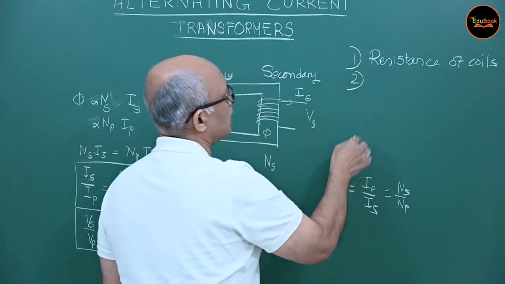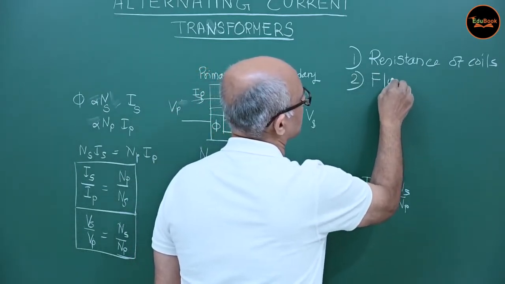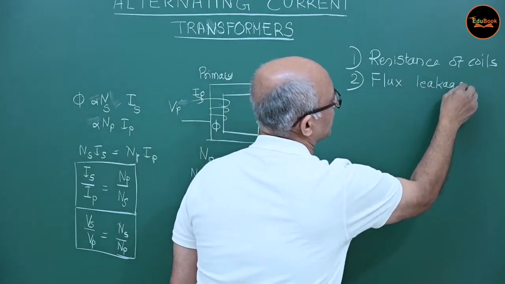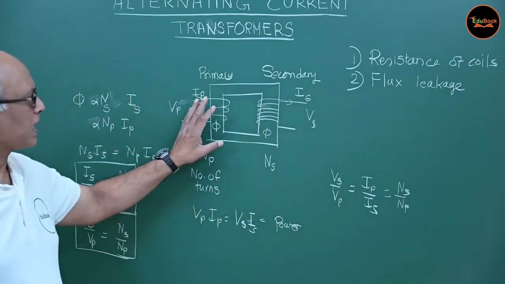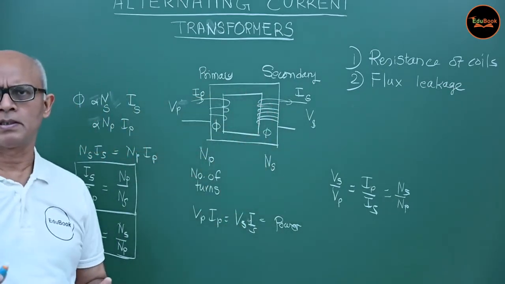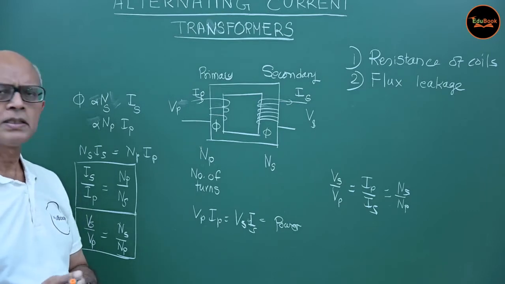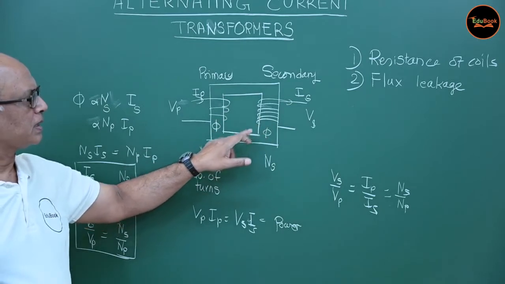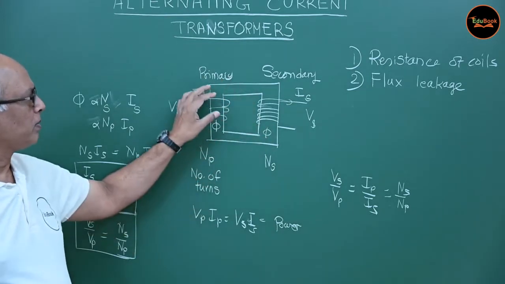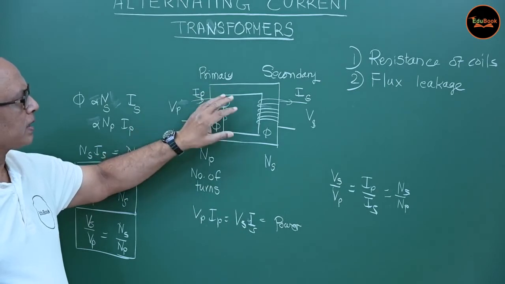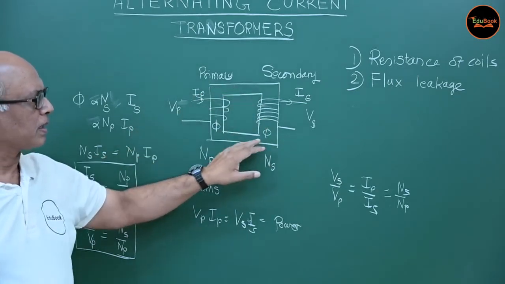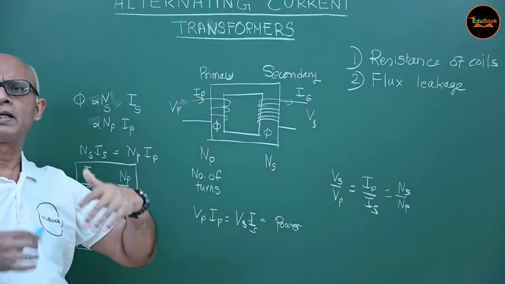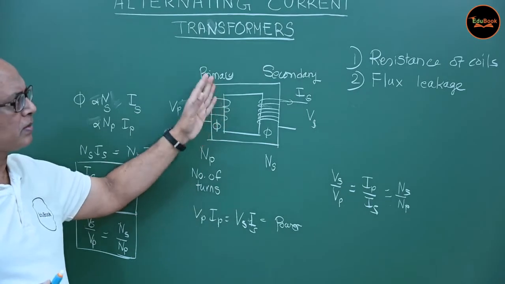Number two is flux leakage. We assumed that the magnetic flux on one side is perfectly linked to the magnetic flux on the other side. However, that is not necessarily always true, because there could be air gaps inside the construction material, or there could be some openings where the magnetic flux, instead of being confined to the shell, the structure is such that some amount of magnetic field is also seen outside. So there will be some flux leakage.